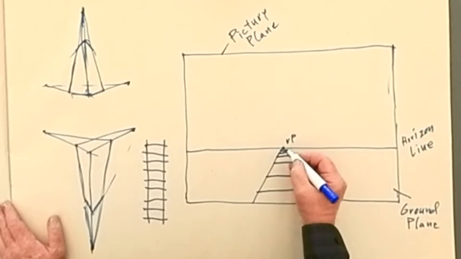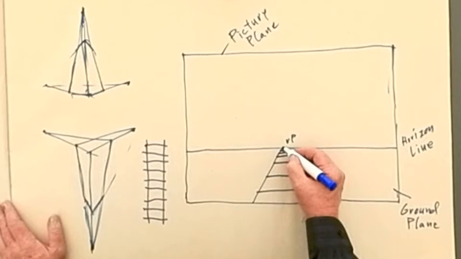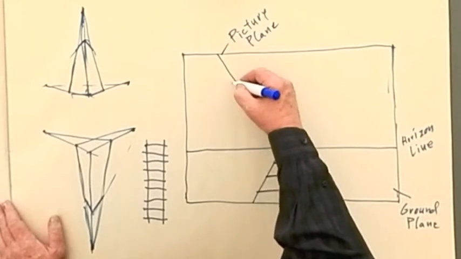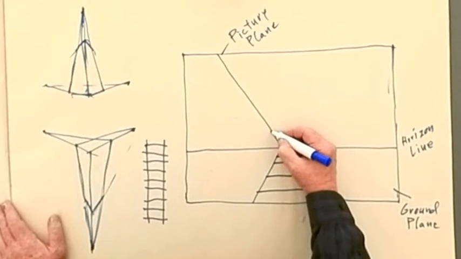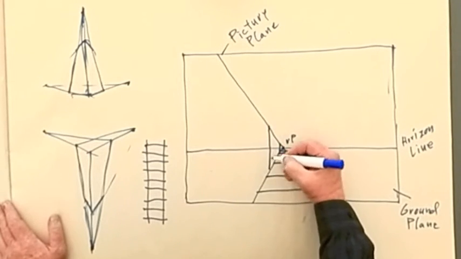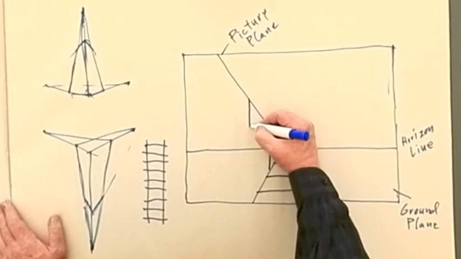Okay, now I'm going to put the telephone poles in. So I'm going to draw another line that's like the wire, the cable that's coming from the telephone poles. It goes straight back to the vanishing point. And now I'm putting in the telephone poles.